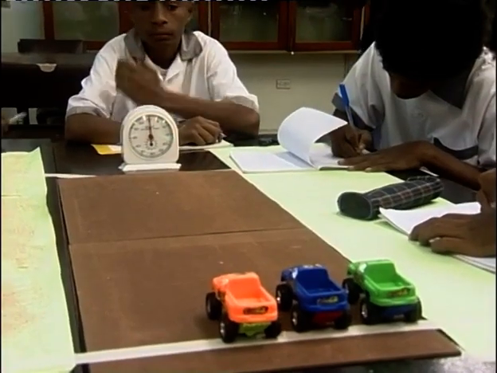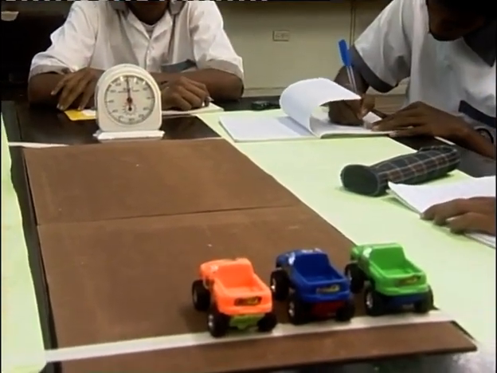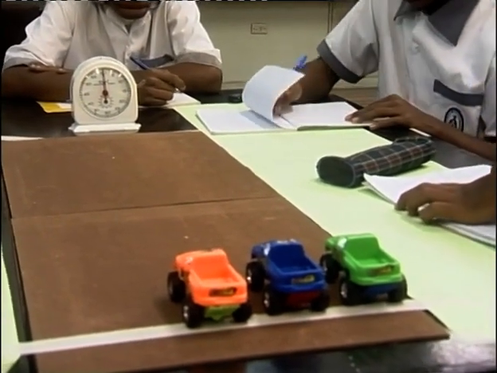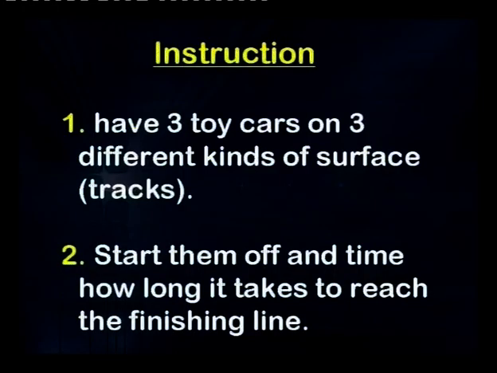We have 3 toy cars. We brought wind-up cars. You have 3 different surfaces there, which are your tracks to allow the cars to move. So this is what you are going to do. Your instructions. Number 1, have 3 toy cars on 3 different kinds of surface. There is the track. You start them off and time how long it takes to reach the finishing line. Right? So you will start them off and you will have to time them, see how long will one reach the finishing line. So you have a starting line and finishing line there.